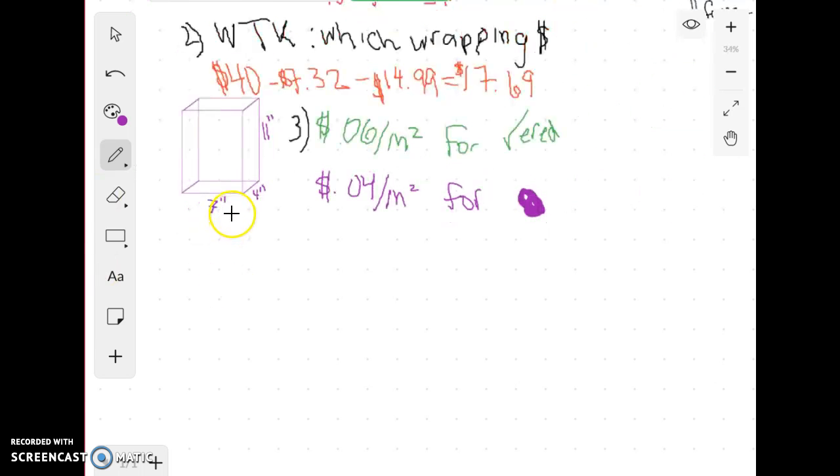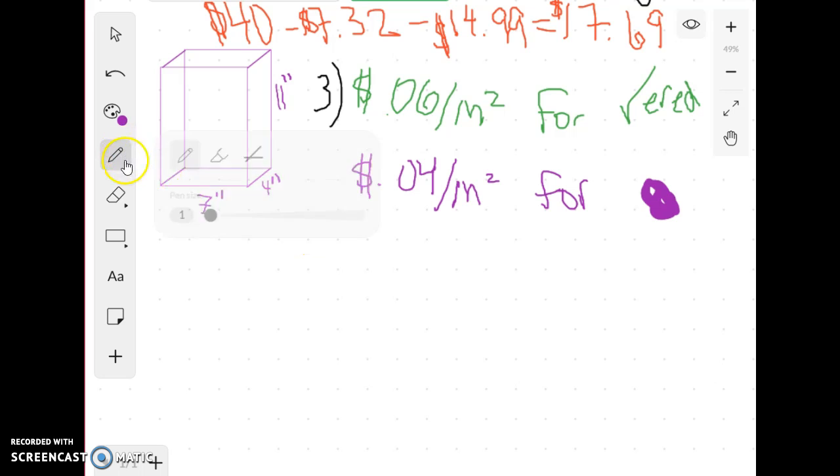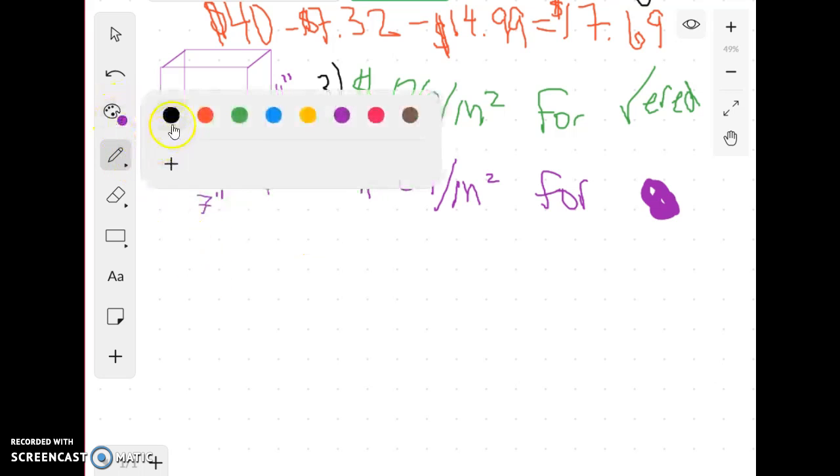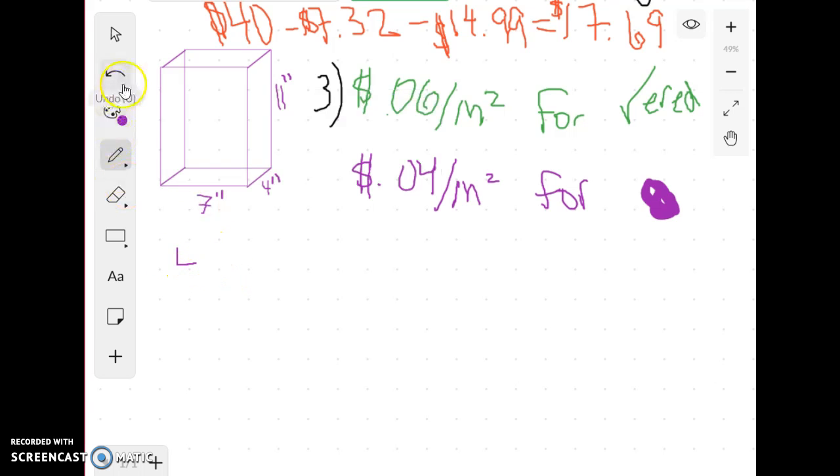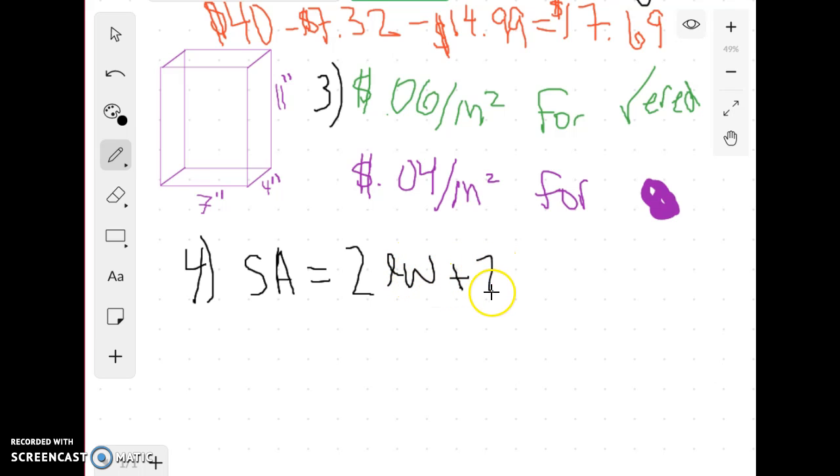So, let's back up. Sorry about that. So, step 4. Let's make that black. We are looking for the surface area of this box. So, surface area of a rectangular prism is 2 length times width plus 2 length times height plus 2 width times height. Perfect. So that's one formula we need.